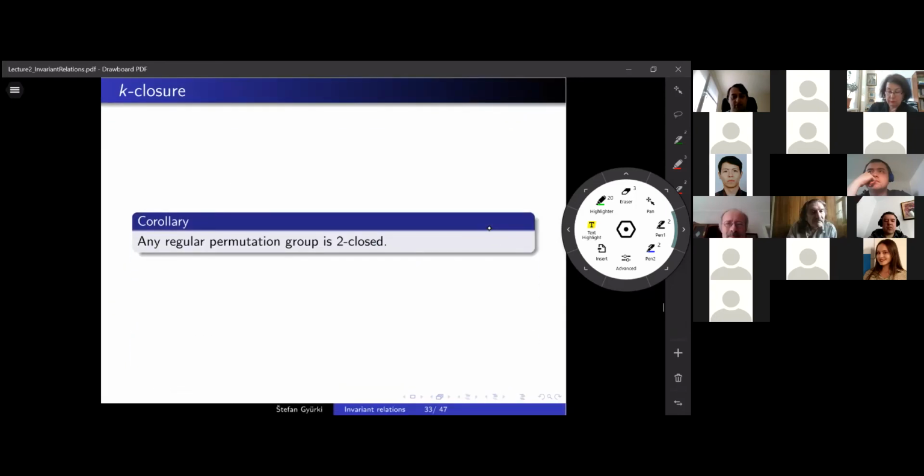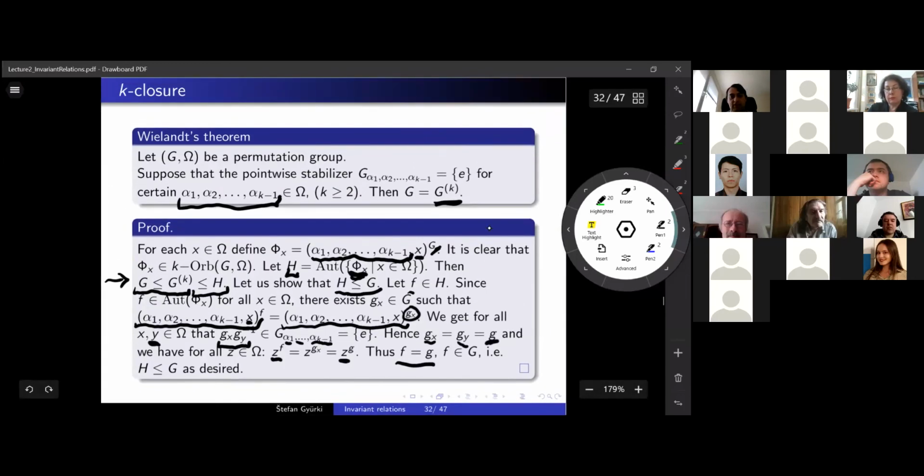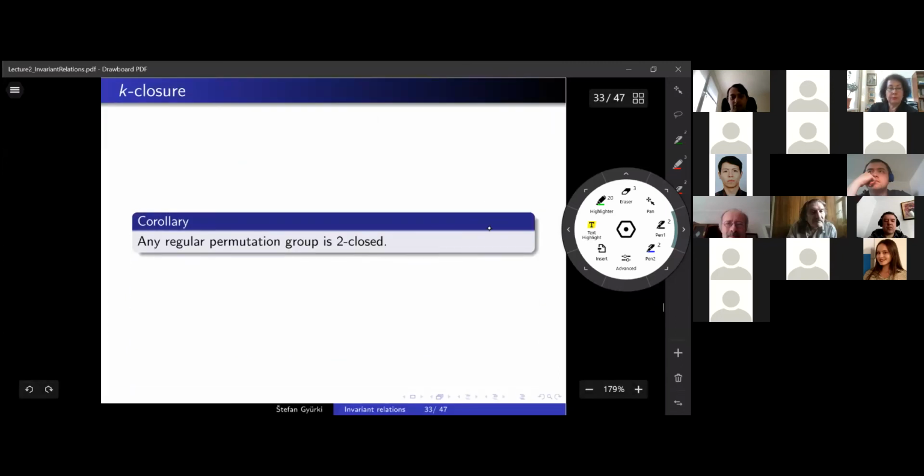Now, if you remember what a regular permutation group is, it is such a transitive group that the stabilizer of any element is the identity. Then we have an immediate corollary that any regular permutation group is 2-closed, because here in the Valence theorem we have a stabilizer of a single element, so k is 2.